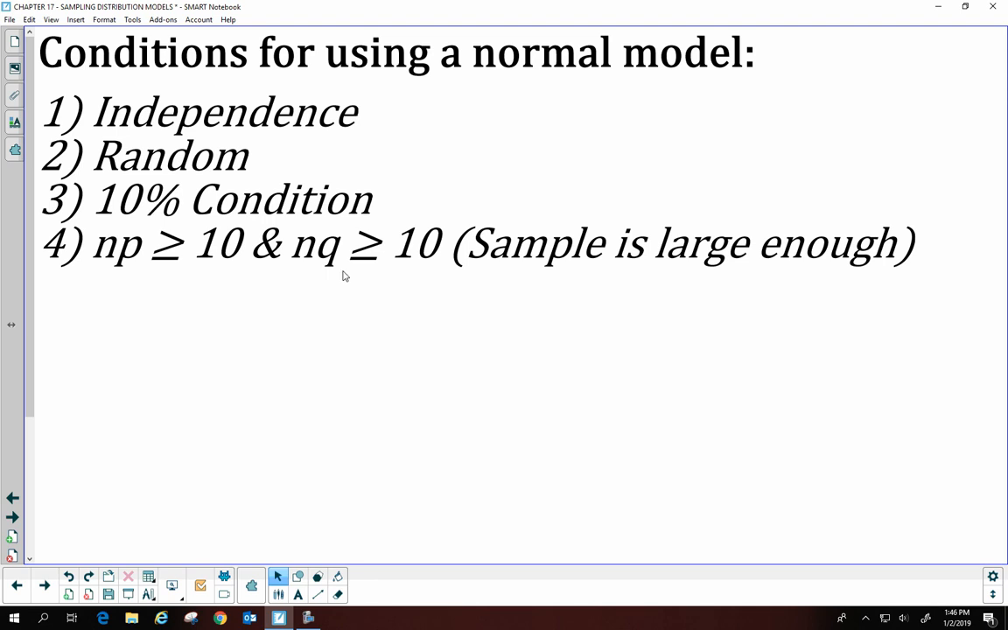And then we need to make sure our sample size is large enough. And the way we do that is we make these two calculations. We multiply n, the number of people sampled, by p, the population proportion. Same thing with n times q. And both of those need to be bigger than or equal to 10. So what that's saying is our sample size is large enough if we can expect at least 10 successes and at least 10 failures. So in our example we started with at least 10 people who would say yes, they believe in evolution, and at least 10 people who would say no.